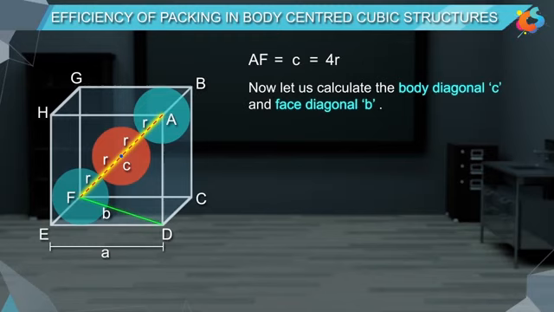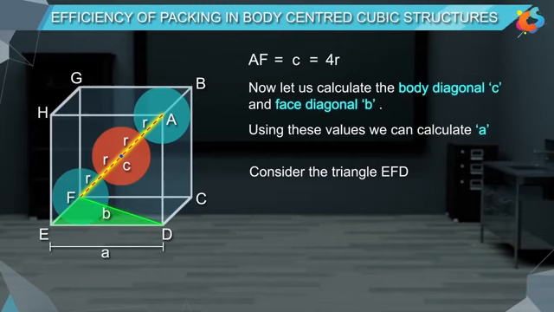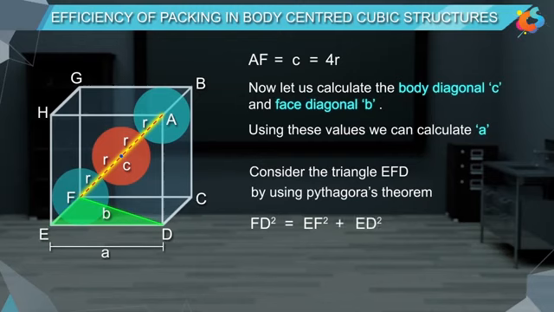Now let us calculate the body diagonal c and face diagonal b. Using these values, we can calculate a. Let us consider the triangle EFD. By using Pythagoras theorem, we have FD² is equal to EF² plus ED². b² is equal to a² plus a². b² is equal to 2a². Therefore, b is equal to √2 a.